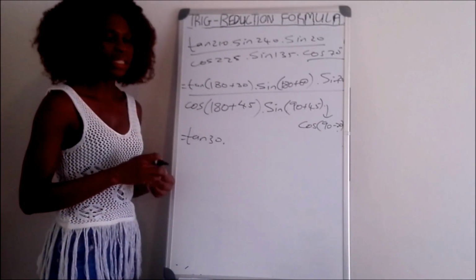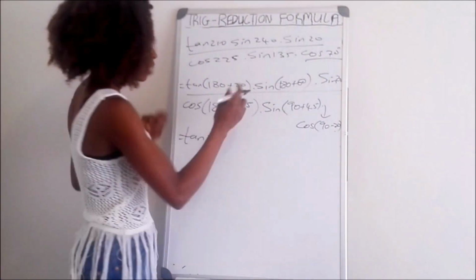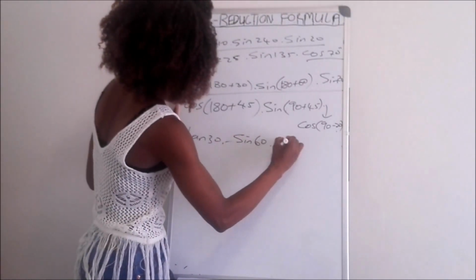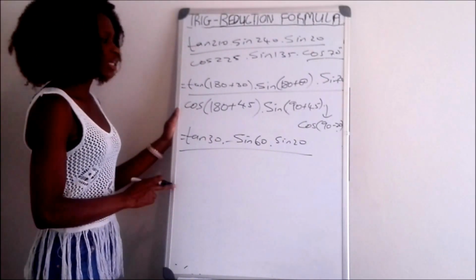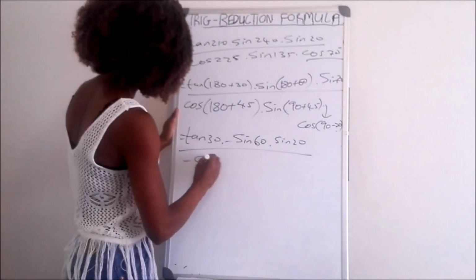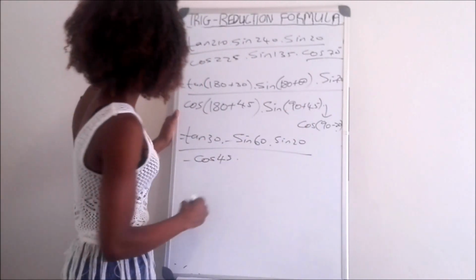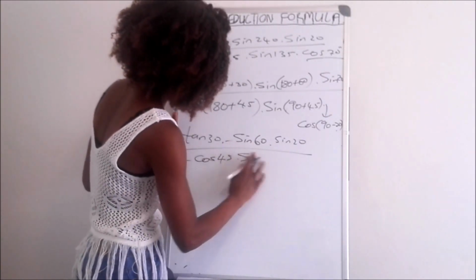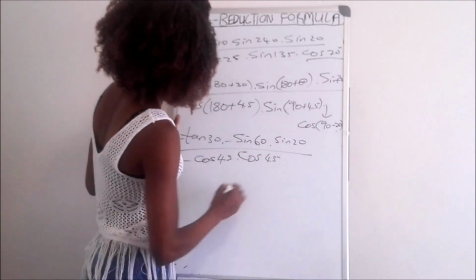Remember, 180 plus theta is in the third quadrant, where only tan is positive. Then the answer will be negative sine 60. And then sine 20, we'll leave it as it is, and divide by cos of 180 plus 45. 180 plus 45 is in the third quadrant, where cos is negative. Then we'll have negative cos 45 multiplied by cos of 90 plus 45. It will be positive cos of 45, because it's a cofunction.